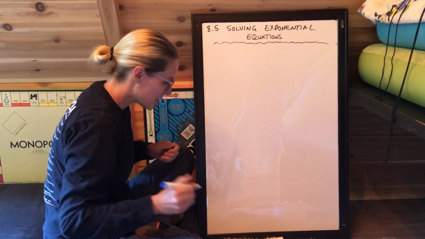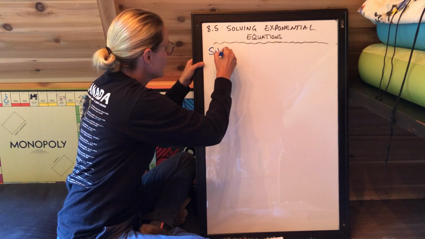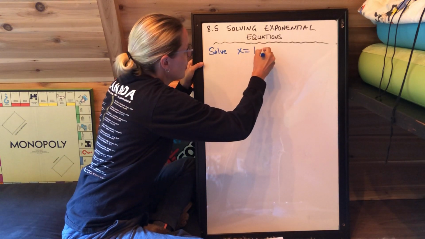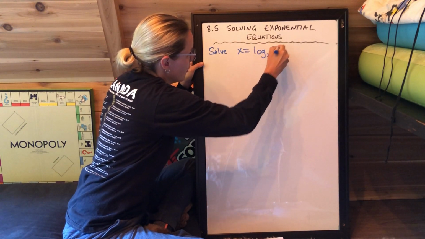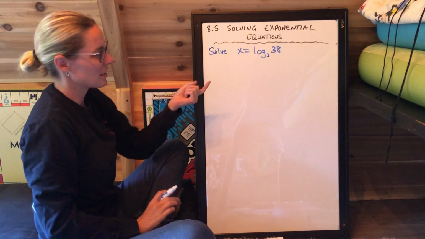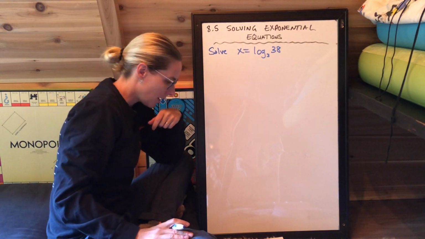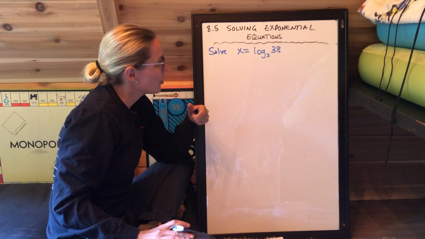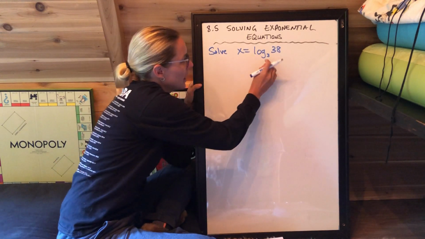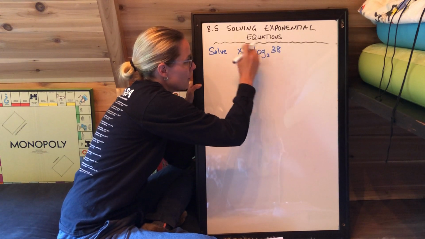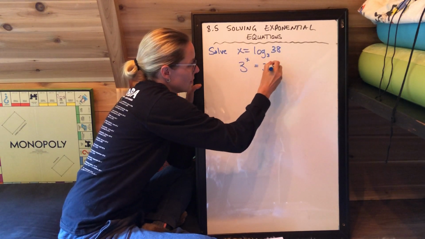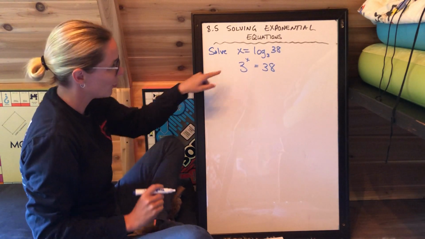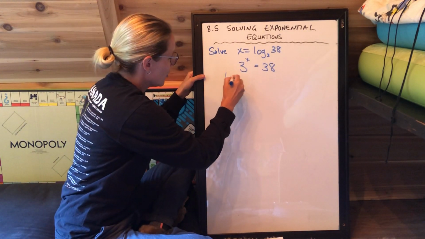Okay, the next one. Solve x equals log base 3 of 38. So this is like bringing us back to something that was happening yesterday. In order to solve this, we have to put it back in exponent form. Remember, the 3 remains the base: 3 to the x gives us 38. Now that we've learned some new things, we can take the common log of both sides.